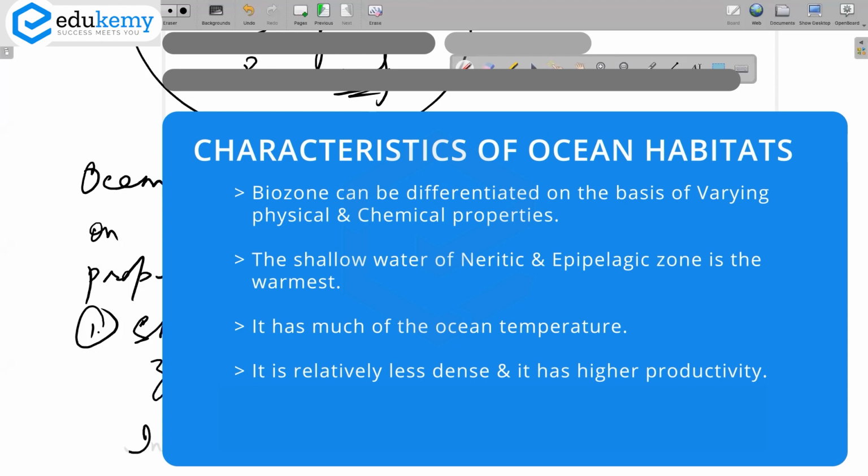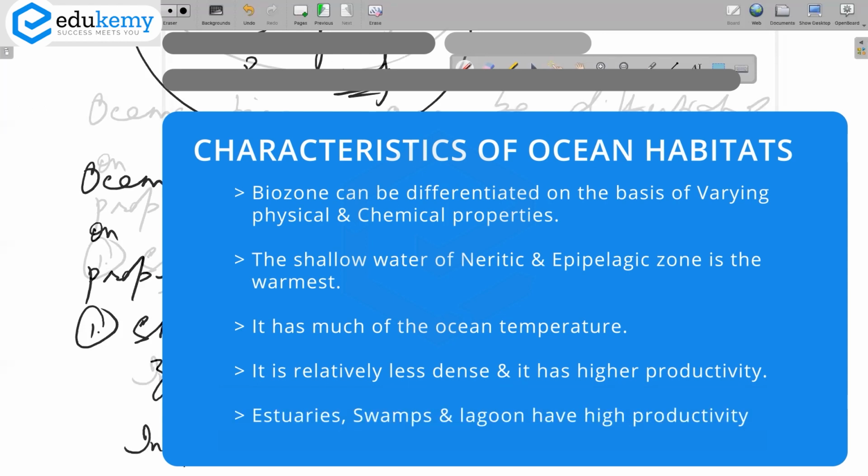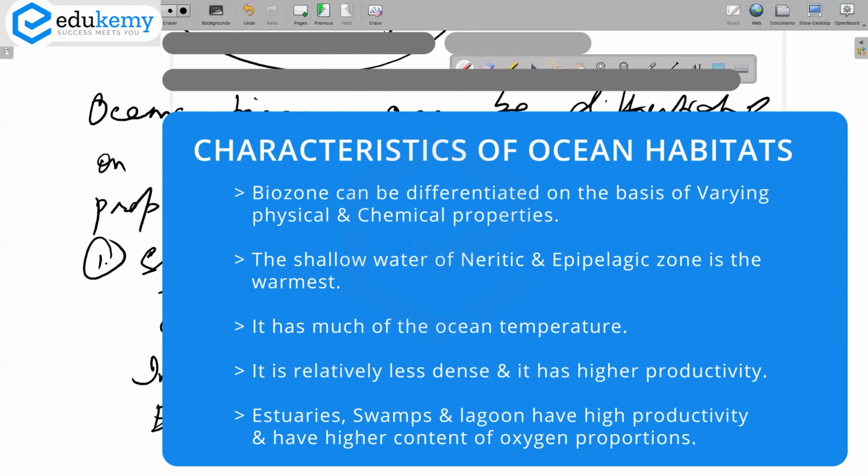In particular, the shallow neritic province, estuaries, swamps, lagoons have high productivity and have higher content of oxygen. They have higher content of oxygen proportions.